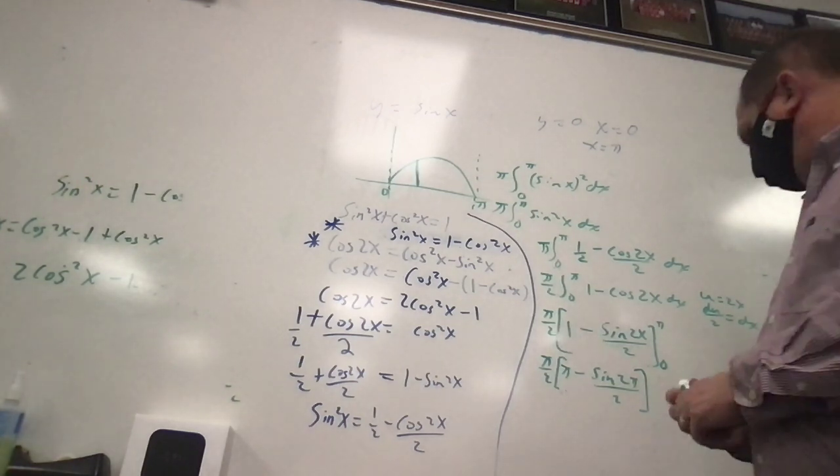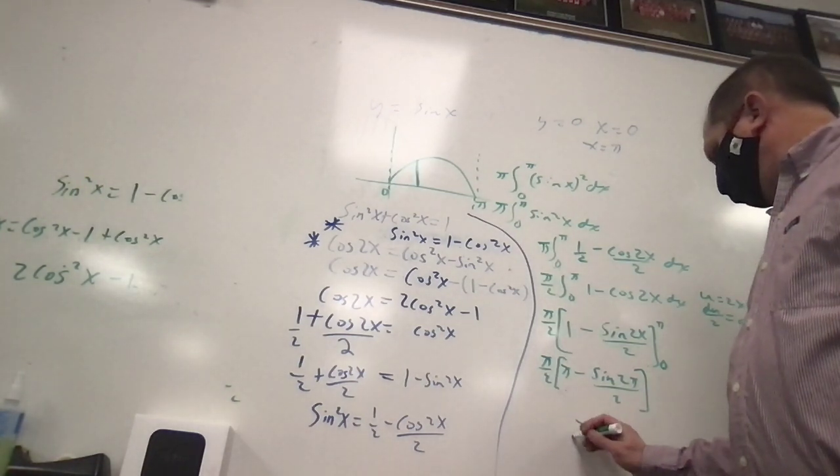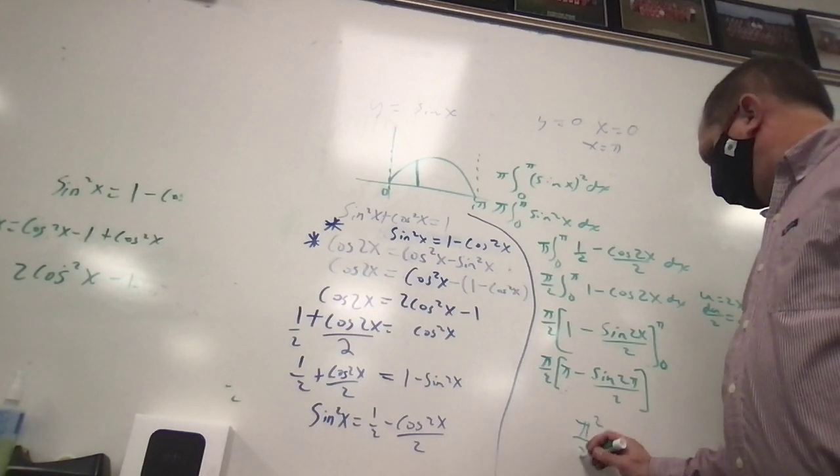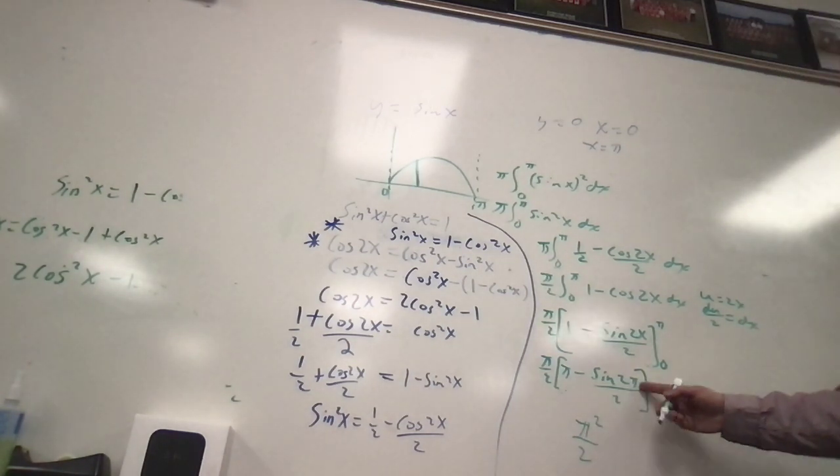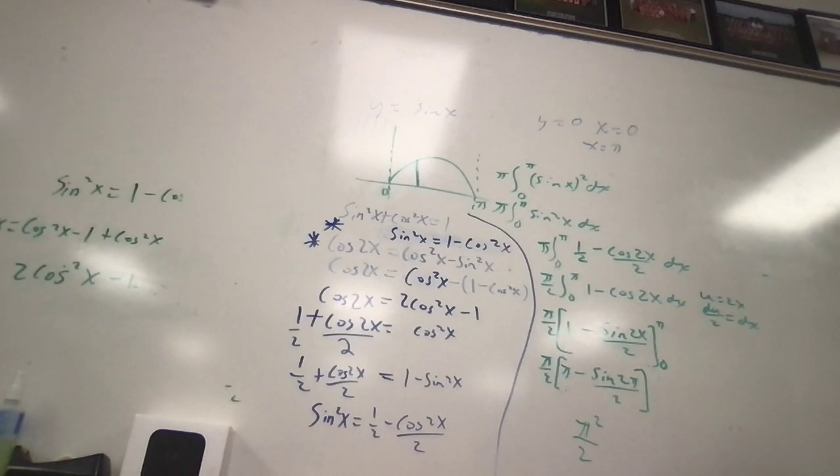So we end up with pi squared over 2, and of course this would be 0. So pi squared over 2 is going to be the correct answer here.